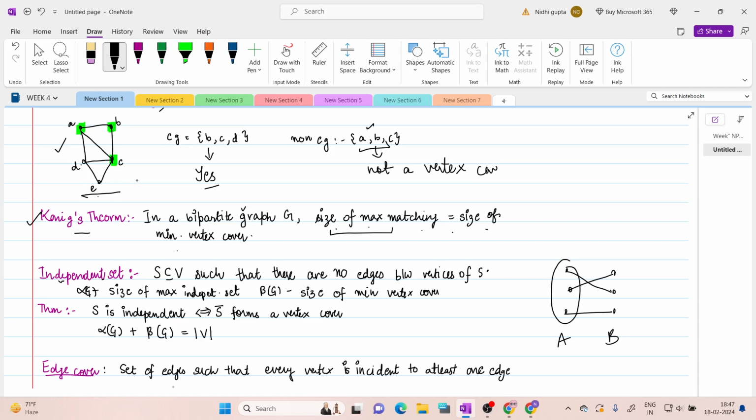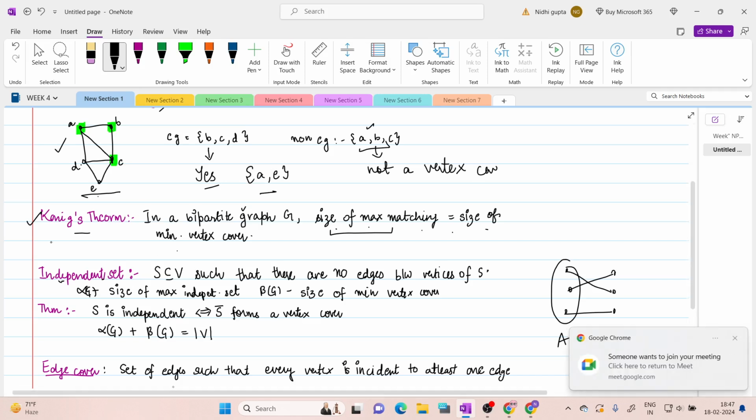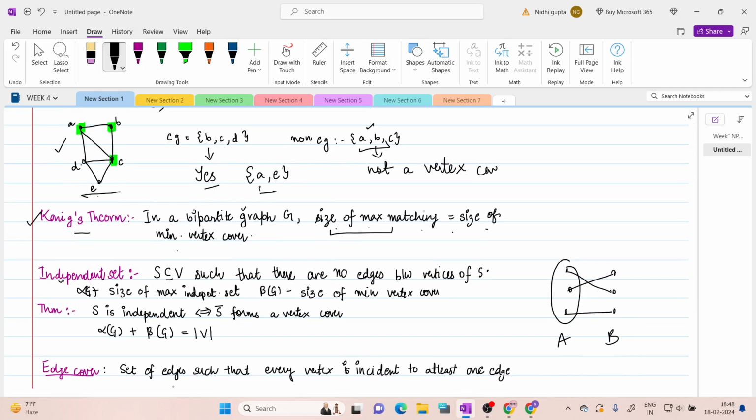Yes. So the vertex cover is B C D. So you are saying A E is an independent set. Yes, and we can see there is no edge between A and E, so it is an independent set. Correct. So he has basically used this theorem: if S is independent, then the complement of S forms a vertex cover, and it is the other way around also. So S is independent if and only if its complement forms a vertex cover.